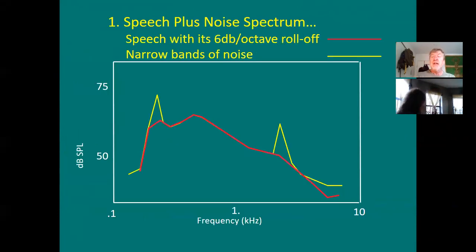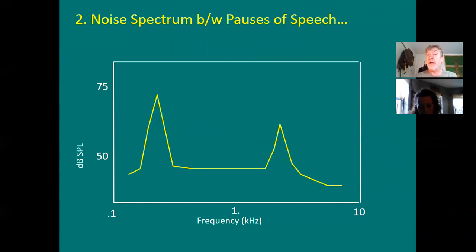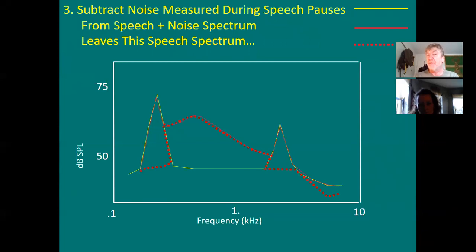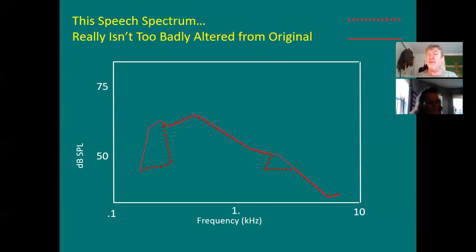So here's a picture of it. Here's a picture of 2 narrow bands of noise in yellow, like 2 ears sticking up. And you can see the red is the broad spectrum of speech. So here's number 1, the speech plus noise spectrum, both together. The noise is the little yellow ears sticking up. If they're narrow bands, that's cool, because watch this. I can take the noise spectrum between pauses of speech. So here's the noise spectrum between pauses of speech, 2 little narrow bands looking like cat's ears. Well, if I subtract this from this, I'm left with what's the dotted line in red. Not bad. You still have quite a bit of speech spectrum there.